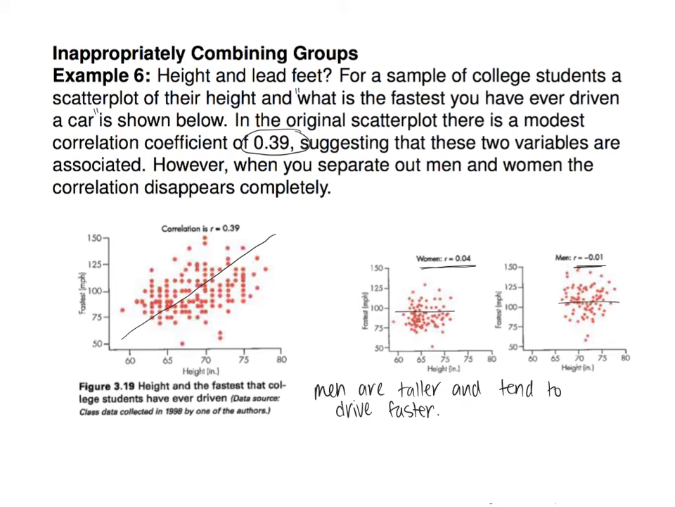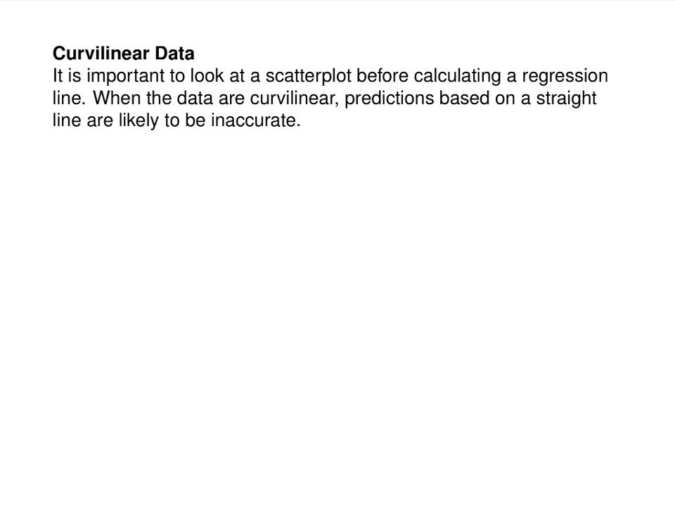So it can be hard to figure out how I should separate these subgroups out to see if this kind of problem is happening. But a really common thing to look at is take men and women and look at them separately. And then curvilinear data, it's really important to look at a scatter plot before you find a regression line, because that's how you can tell if a regression line, as in a straight line, is a reasonable thing to do in the first place.